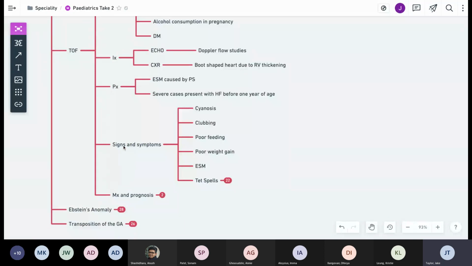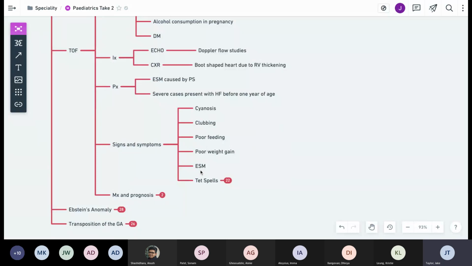But tetralogy of Fallot can actually not present for quite a while, because if the pulmonary stenosis isn't that great, then more blood will be oxygenated, and also you can have a patent ductus arteriosus, which is important. Okay, so cyanosis would happen though, so I think it is a cyanotic disease in fairness. You do have clubbing, poor feeding again because of the increased respiratory effort needed to oxygenate, so they're going to have poor feeding because of that.